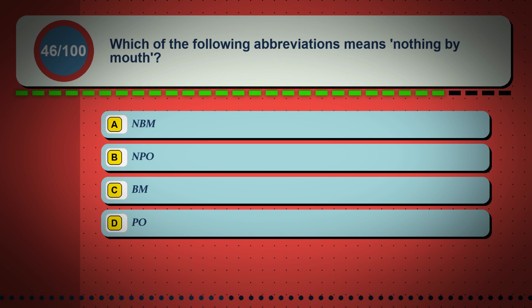Question 46. Which of the following abbreviations means nothing by mouth? Option A, NBM. Option B, NPO. Option C, BM. Option D, PA.